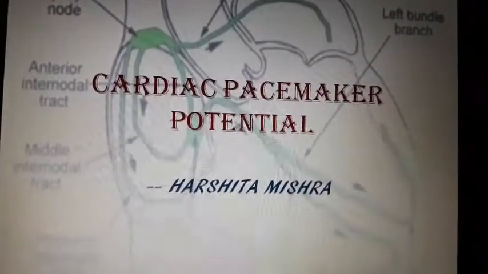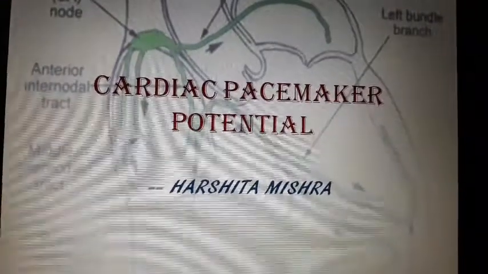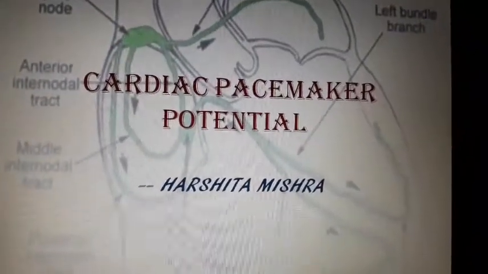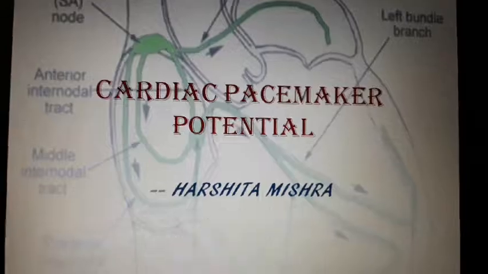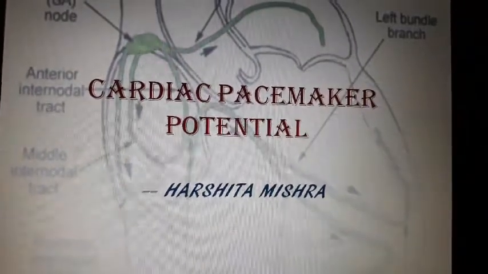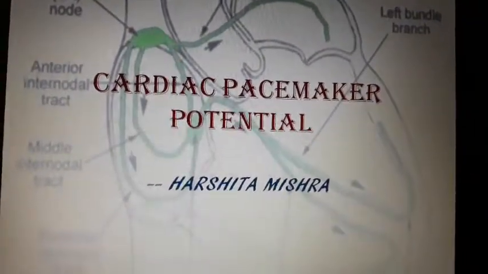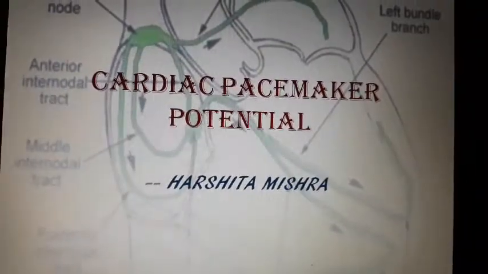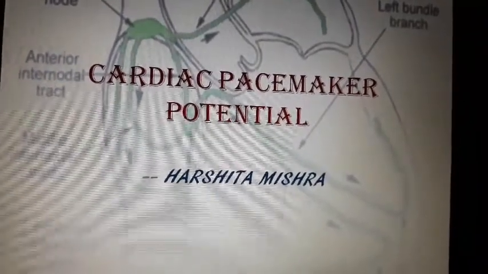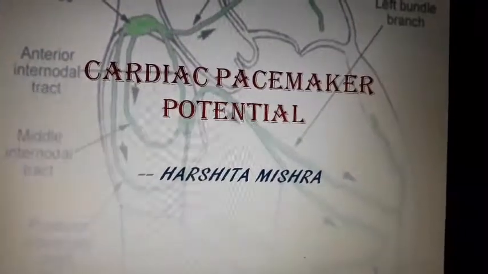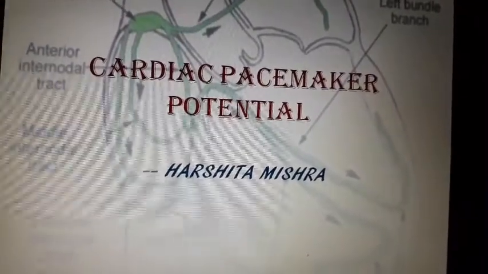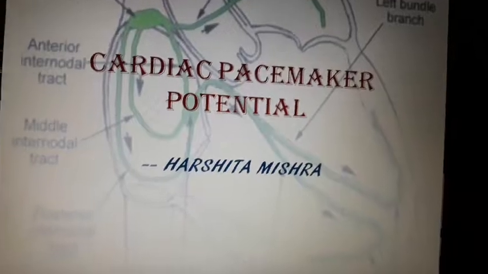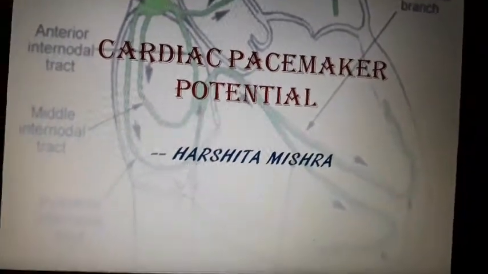So I am back today with a new video and the topic is cardiac pacemaker potential. As we know, the heart consists of three layers, out of which the myocardium consists of two types of tissues, that is nodal tissue and muscle tissue. The nodal tissue is what contributes to the electrical system of the heart, whereas muscle tissue is responsible for the contractility property of the heart.